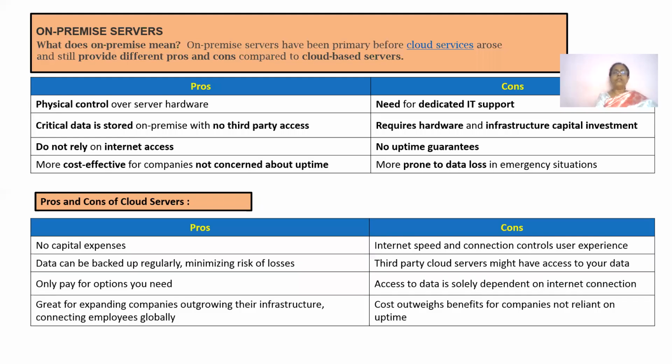So what did you understand by the online premise services? What does the online premise server mean? An on-premise server was primarily there before the cloud server, and still it is there. It is still giving some facilities, and certain companies are using it privately for their own companies, but there are some pros and cons. Pros and cons means some advantages and disadvantages.